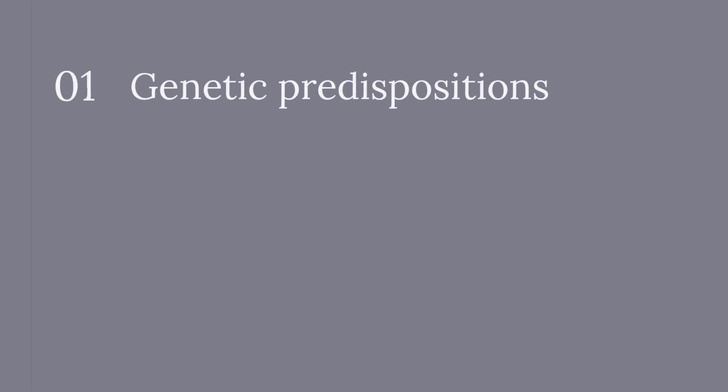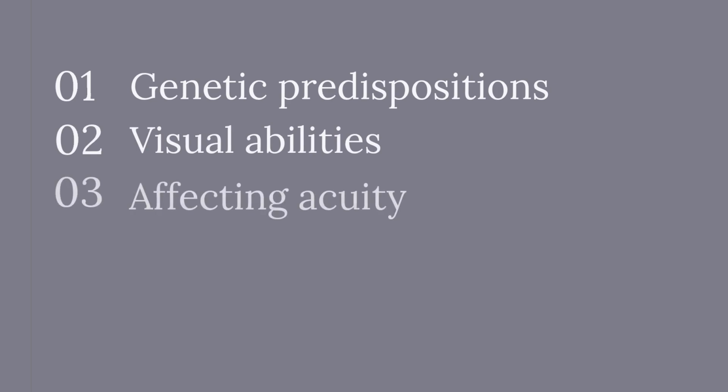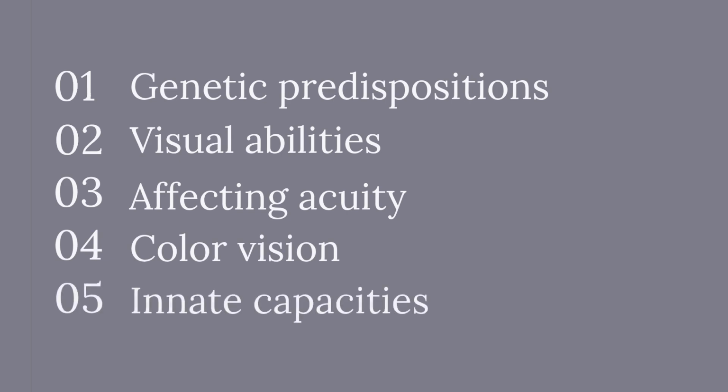From a nature perspective, individuals may inherit genetic predispositions for visual abilities. Genetic factors influence the visual system's development, affecting acuity and color vision. Specific receptors and neural pathways are biologically determined. This perspective emphasizes innate capacities. It underscores how nature shapes visual sensitivity.